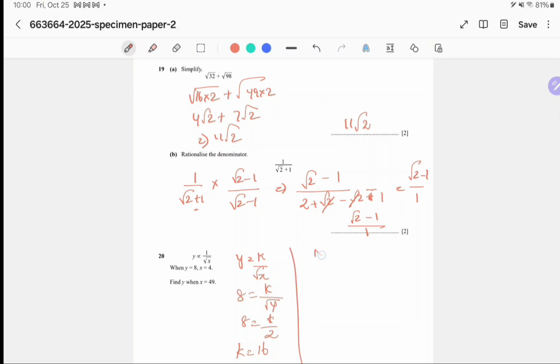From that, now we will find the next thing. We have calculated k. So y is equal to 16 divided by root x, and they have given root x is 49. Therefore, y is equal to 16 divided by 7. This is the answer.